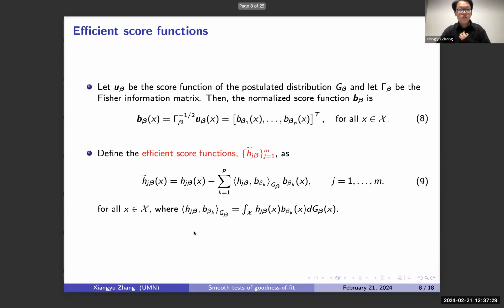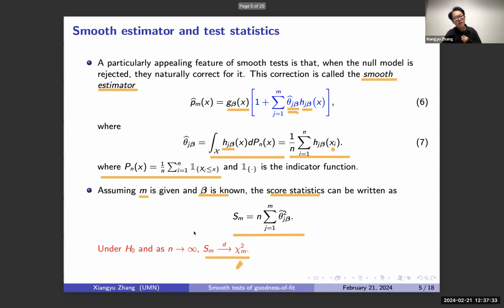So beforehand, we introduced a scenario where the test statistic is based on M given and beta known. In the next few minutes, my talk will focus on what if beta is unknown and what if M is not given. How do we solve this problem?